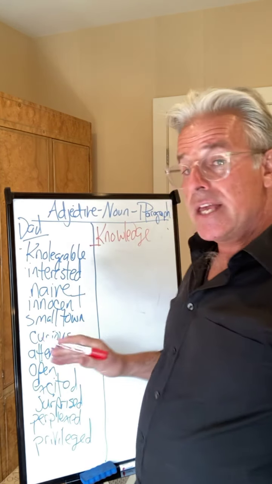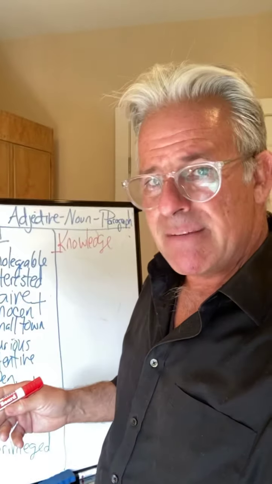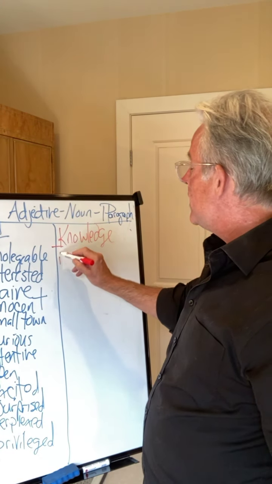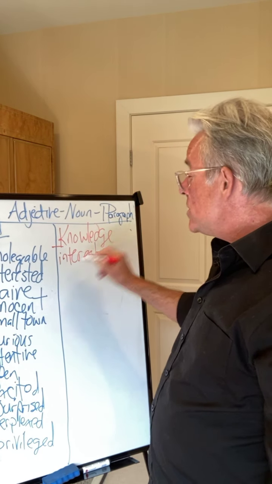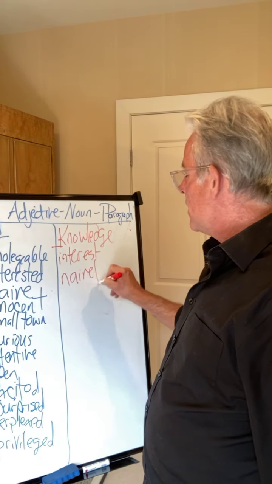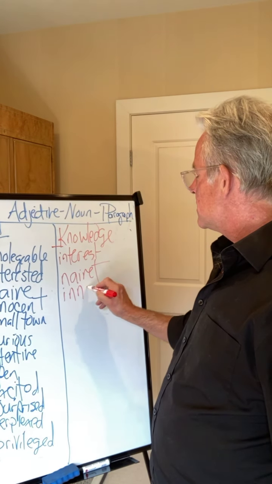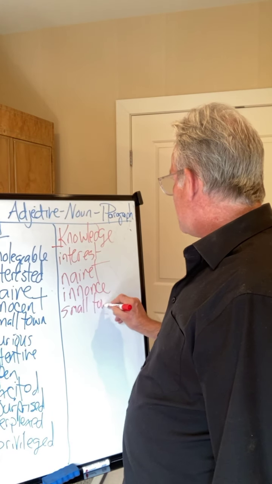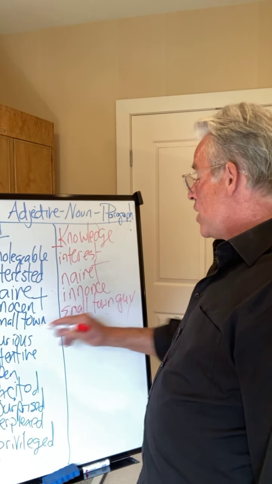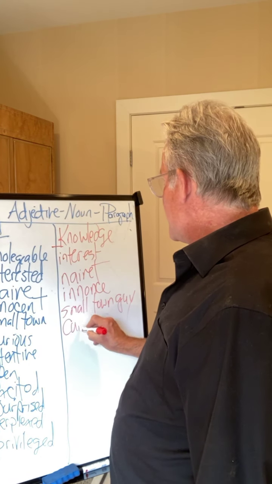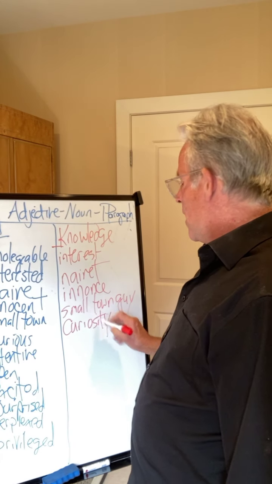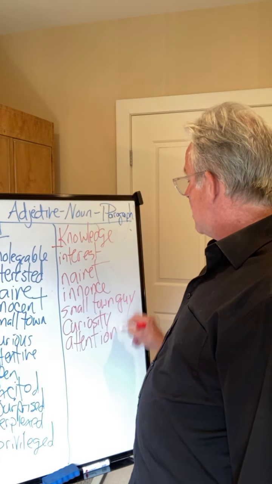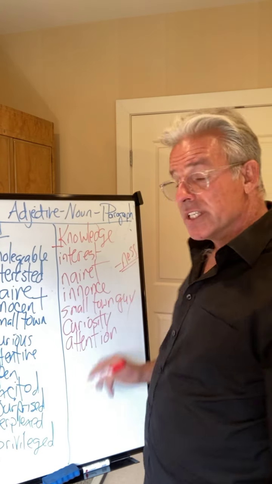And I can go down the list. Some of these are going to be real easy. Some of them are simple to turn. You're full of this. The noun form of interested: he's an interested person, he's full of interest. He's a naive person, he's full of naivete. An innocent person is full of innocence. A small town man, a small town guy. Sometimes I have to do that. Curious, you are full of curiosity. Attentive, you're full of attention, or attentiveness. Sometimes you can just add -ness to a word and it turns it into the noun.